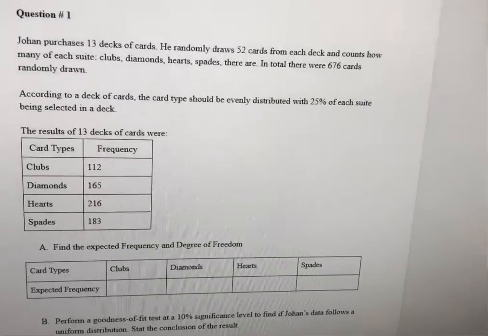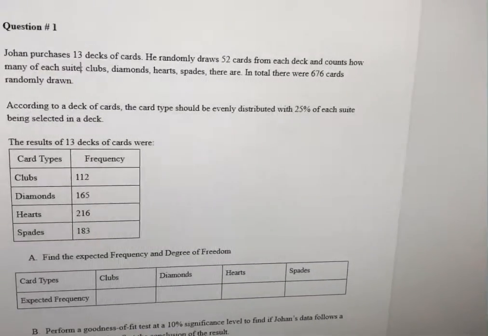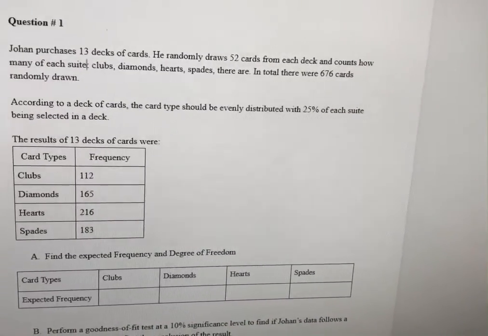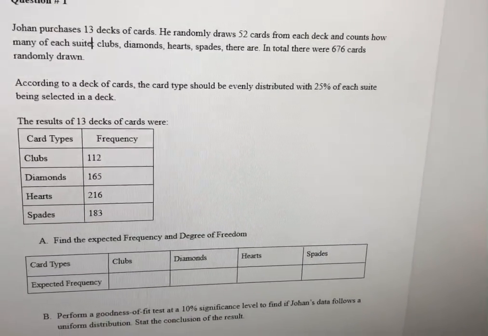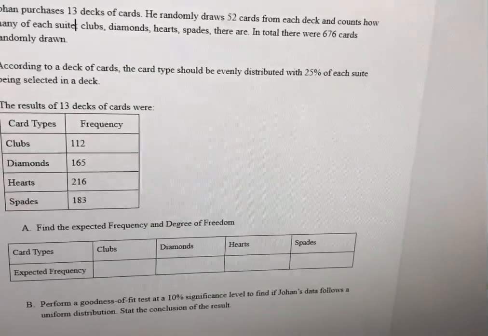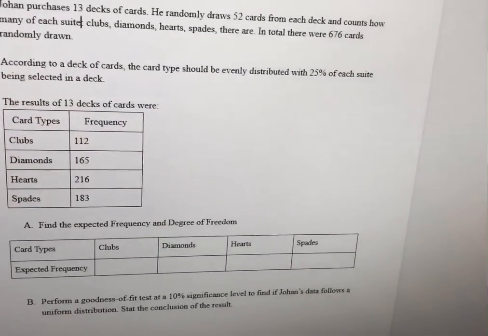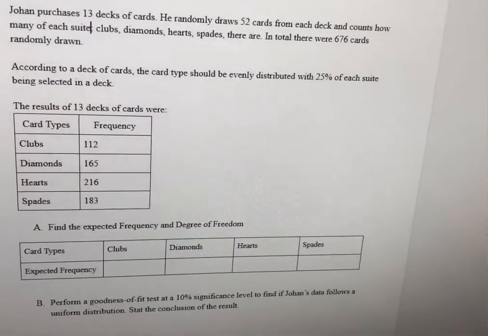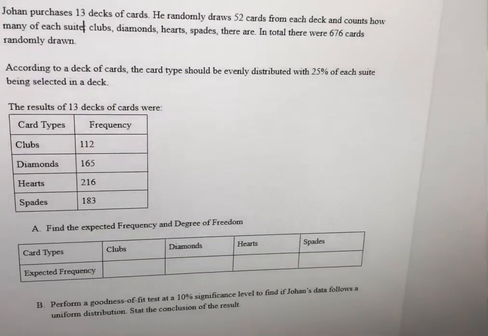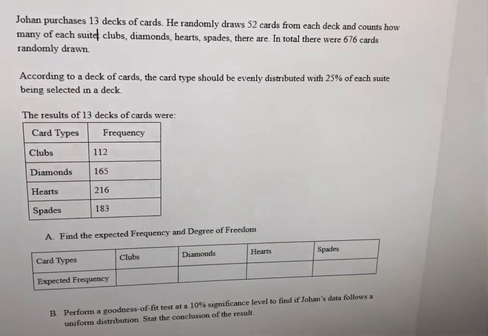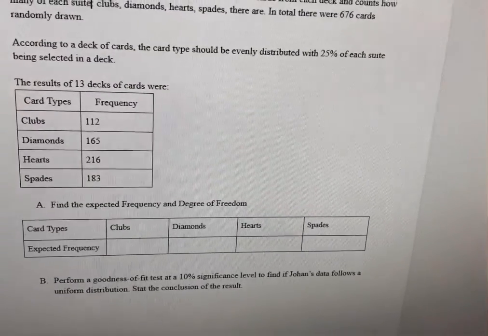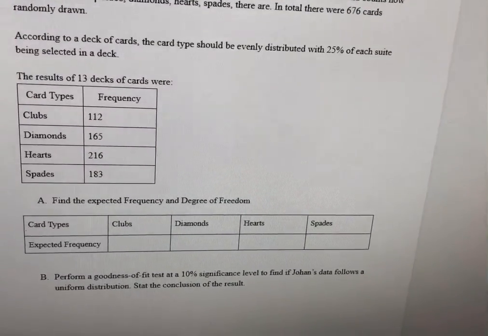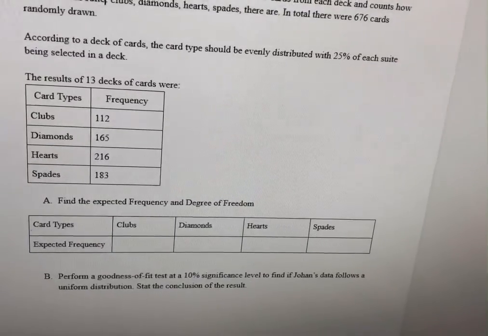Purchases 13 decks of cards. He randomly draws 52 cards from the deck and counts how many of each suit, clubs, diamonds, hearts, spades, there are. In total, there were 676 cards randomly drawn. According to the deck of cards, the card types should be evenly distributed, with 25% of each suit being selected in the deck. The results of the 13 decks of cards were right there.